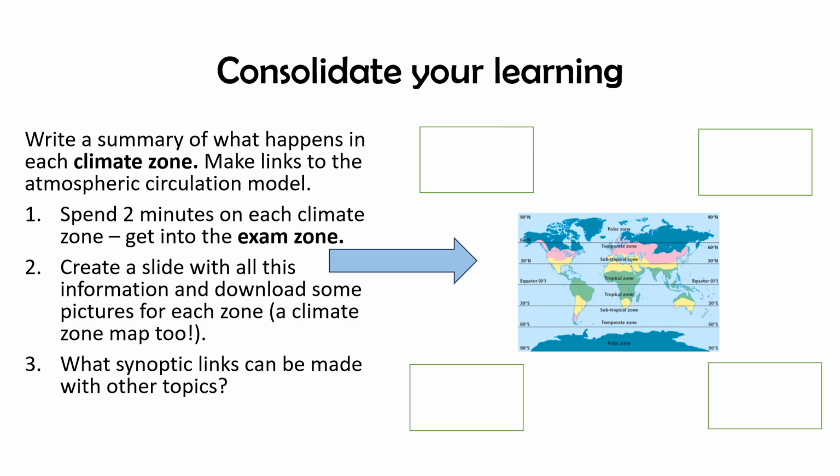So the idea of this activity is, what I'd like you to do is write a summary of what happens in each climate zone and make links to the atmospheric circulation model. Spend about 2 minutes on each climate zone and get into exam zone, or the exam mode.